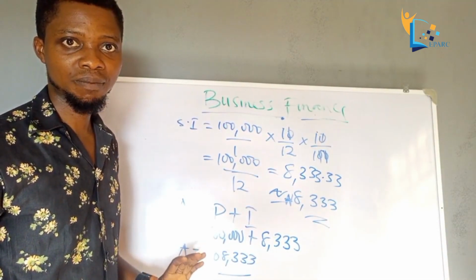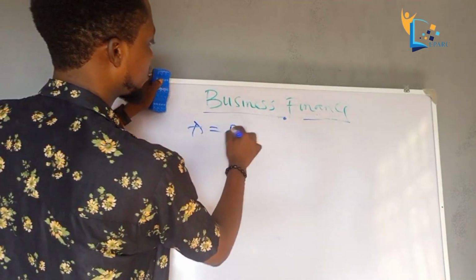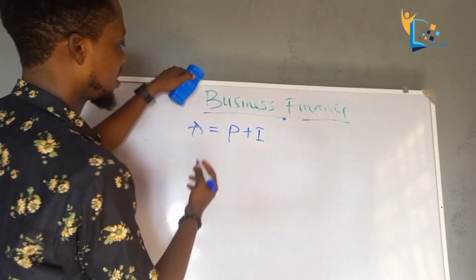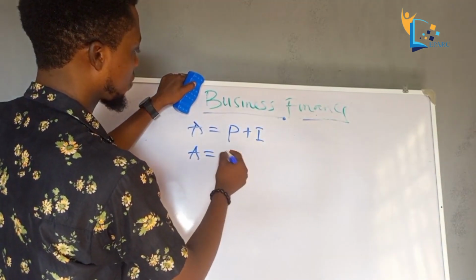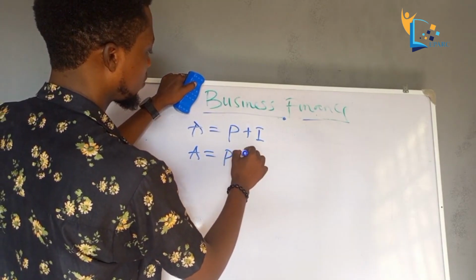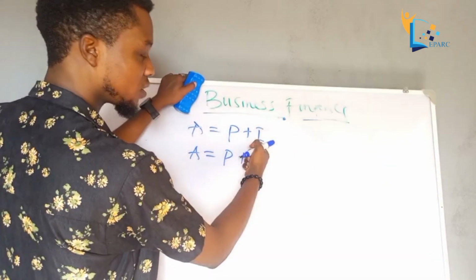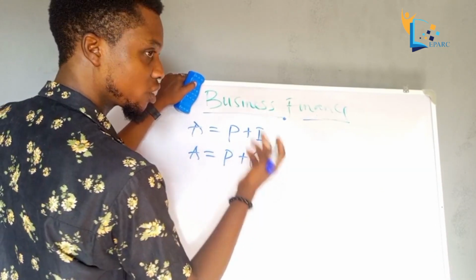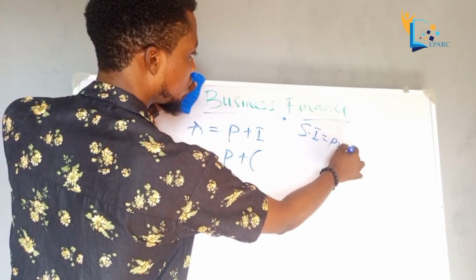Do you understand? Also, amount being equal to principal plus interest can also be written as amount is equal to the principal plus interest, using the simple interest formula. You remember, simple interest is equal to principal times rate times time.